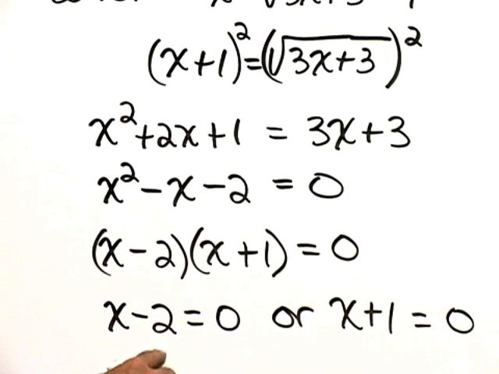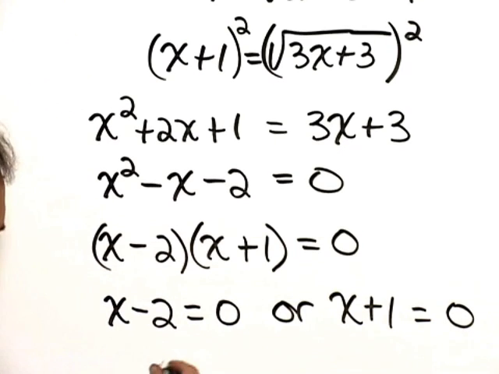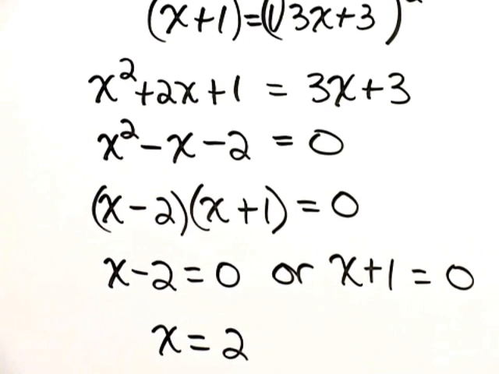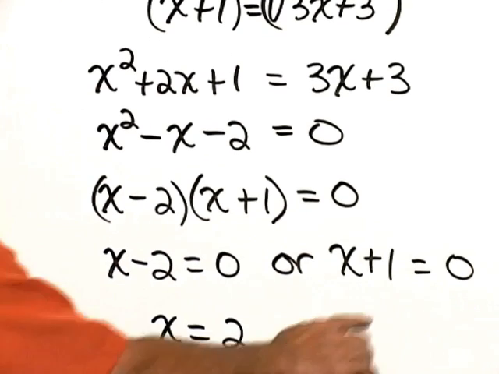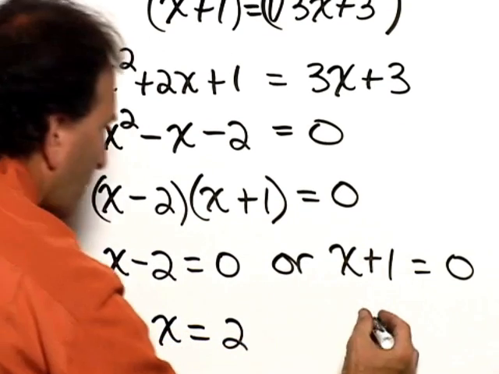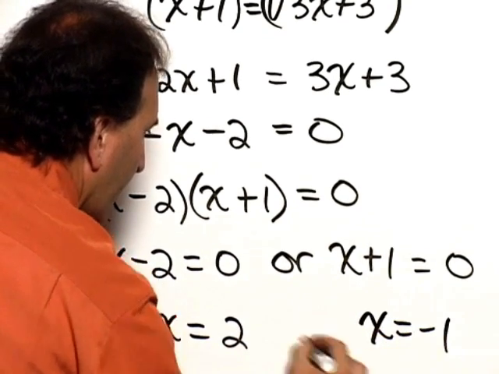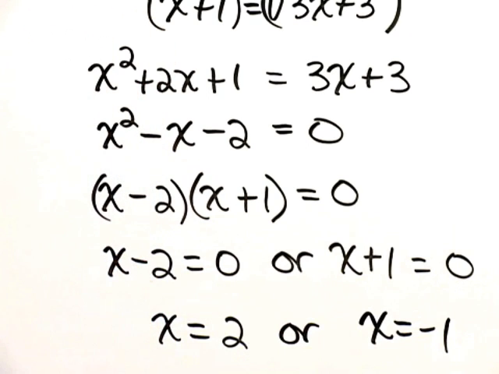Solving each of these individual equations, we add 2 to both sides, we get x equals 2. In this equation, we subtract 1 from each side, we get x equals negative 1. Now let's perform a check to make sure that both of these solutions work.